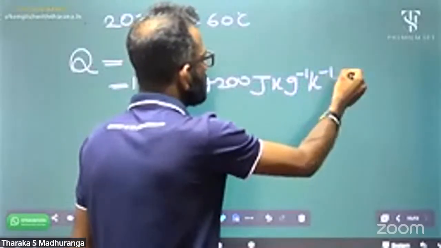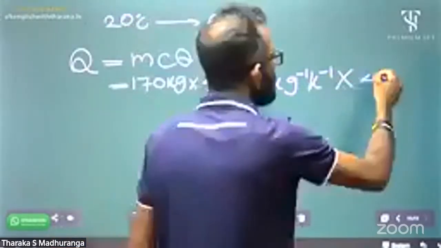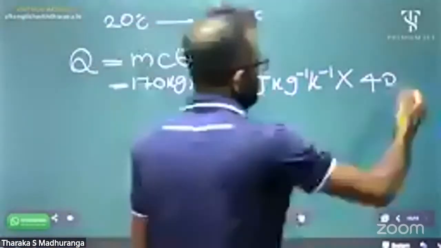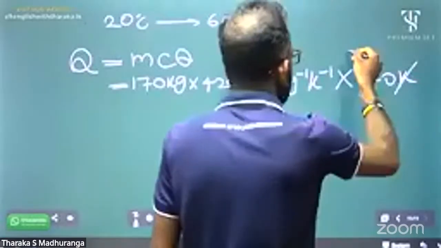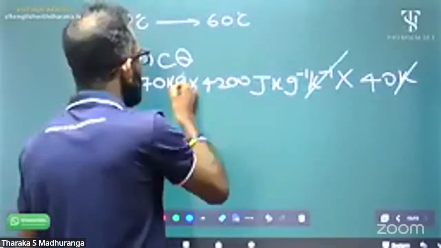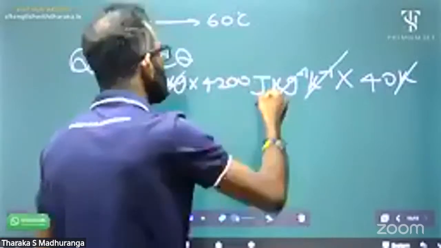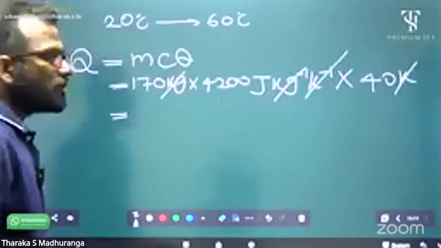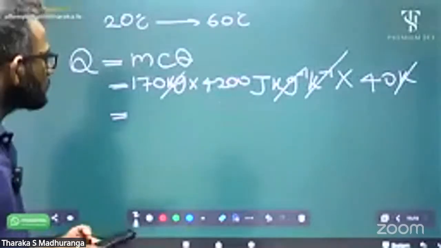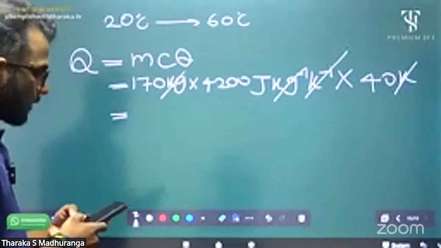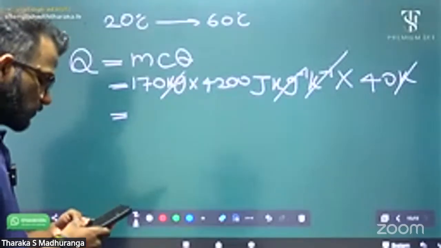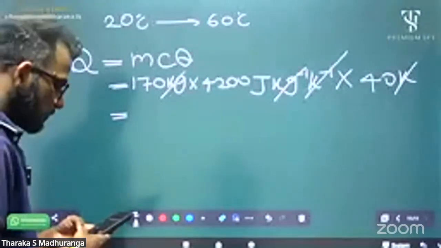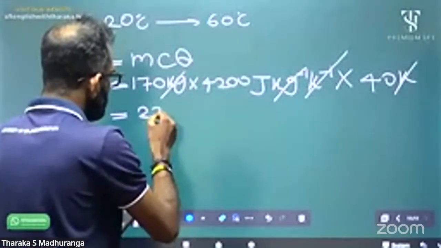K minus 1. Temperature difference 40 Celsius, but if you take the difference, we can say it is Kelvin. Now Kelvin to Kelvin minus 1 cancel out. Kilogram to kilogram minus 1 cancel. Only joules remain. Now 170 into 4200. That's the exam question. 170 into 4200 into 40. It is 28.